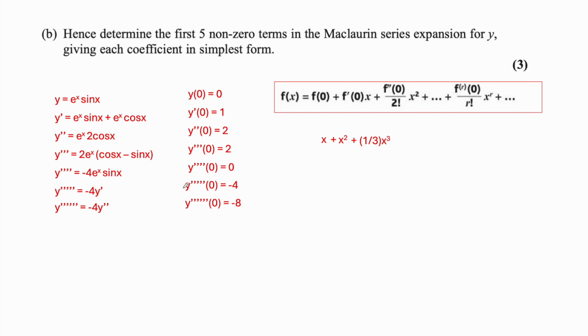And then if we skip all the way to y differentiated 5 times, that is minus 4 over 5 factorial, which is minus 1 over 30. And then we've got minus 8 over 6 factorial, and that will give us minus 1 over 90 x to the power of 6, and that's it.